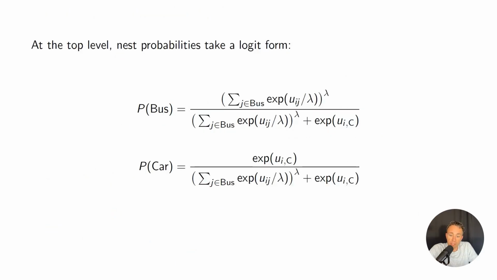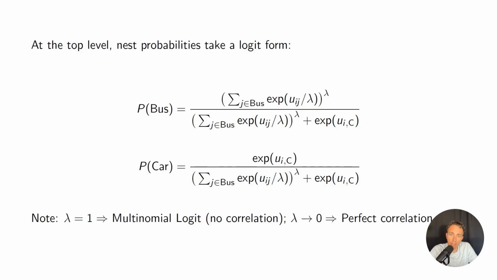We can also look at the top level probabilities. I just kind of showed you this a little bit at the end of the last slide, but if we just want to think about what's the probability of choosing bus or car, they're going to have this symmetric formulation. And then another thing to keep in mind is that this parameter lambda is going to govern the degree of correlation among alternatives in the nest. If lambda is equal to 1, then I just get the multinomial logit model back. You can easily see that right here.